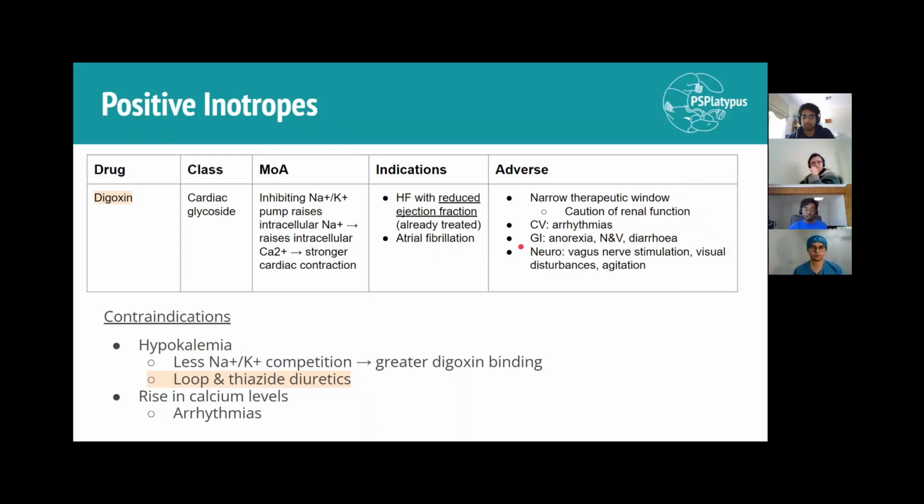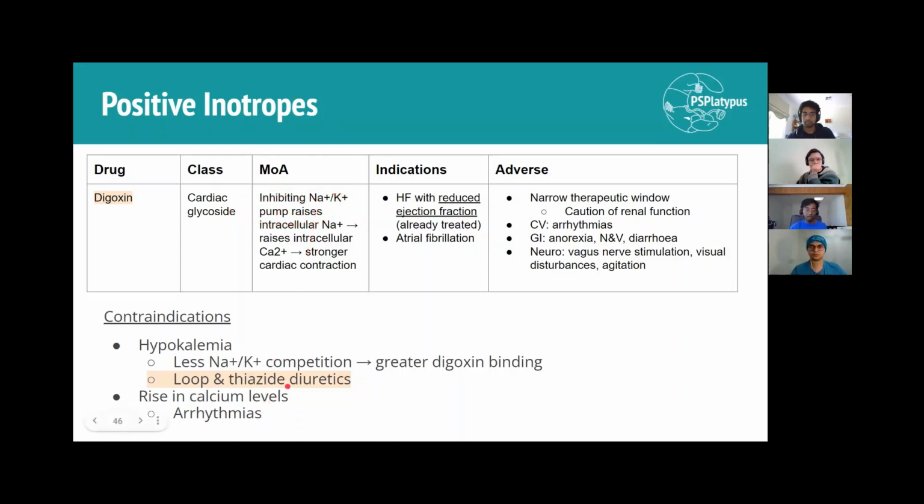A lot of this is to do with vagus nerve stimulation. So there's a lot of GIT stuff: anorexia, nausea and vomiting, diarrhea, and neuro stuff including visual disturbances and agitation. I talked about hypokalemia, so that's loop and thiazide diuretics. The reason for that is that inhibiting sodium potassium pumps is its main form of action.